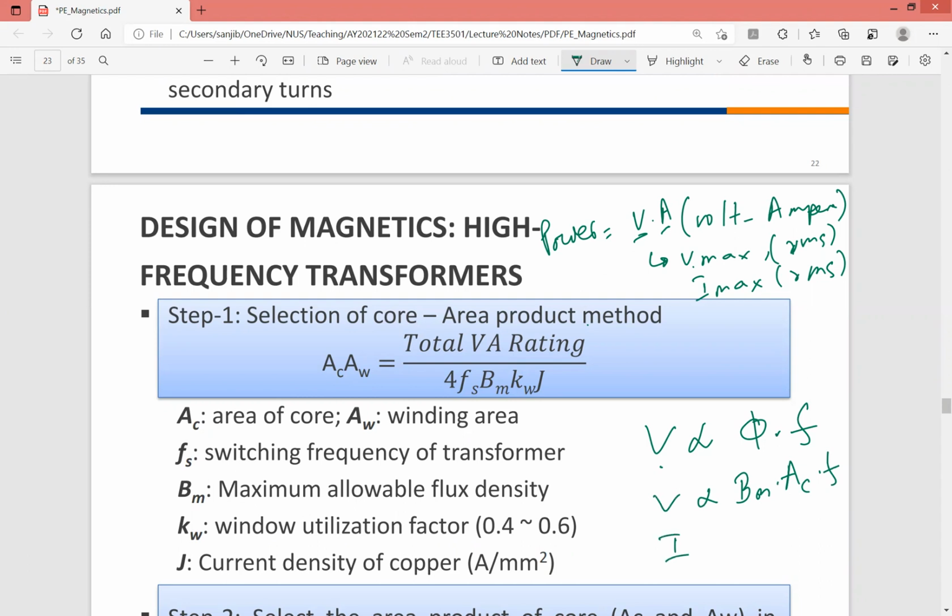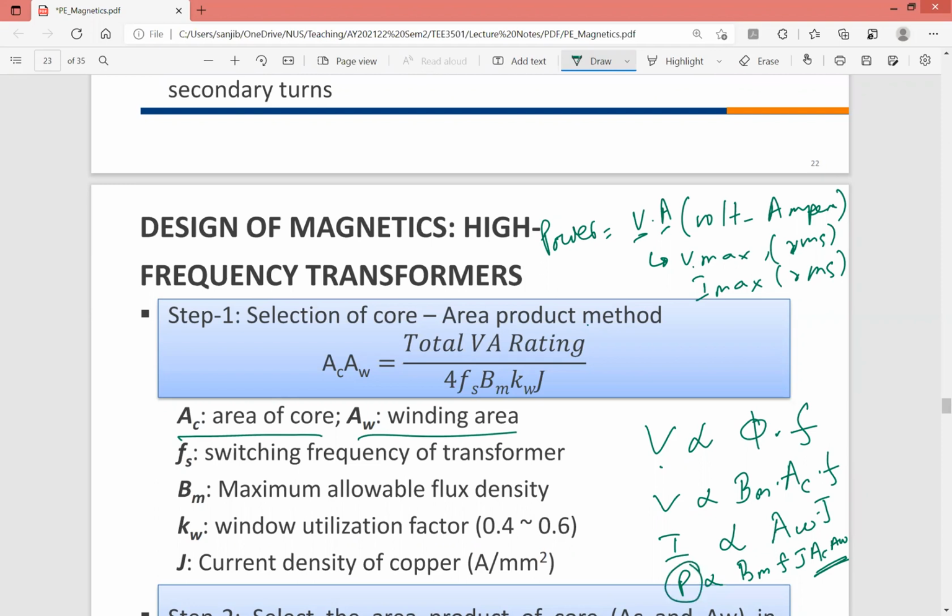The current that flows in the winding is proportional to the winding area, because the material the winding is made of has a highest allowed current density. That's where J is the current density. The current is proportional to this. So the power, as you can see, will be proportional to the product of BM, F, J, then AC, AW. Now AC and AW are the core area and the winding area. Together, this is called the area product. So the core area and the winding area product depends upon the power, right?